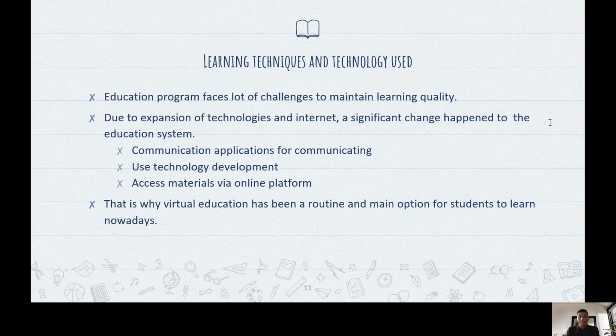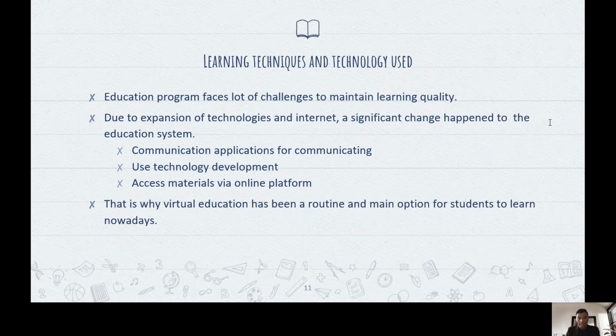Nowadays, it is understandable that the surge of learning development is not always easy, particularly considering the sudden transformation from physical class to online class. This is why virtual education has been a routine and main option for students to learn.